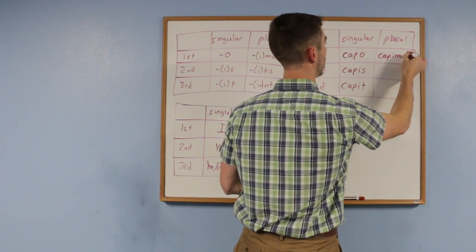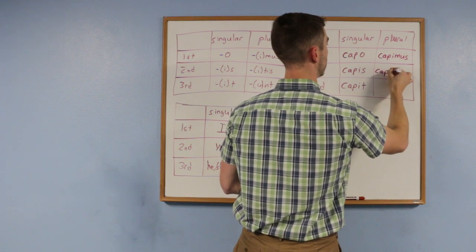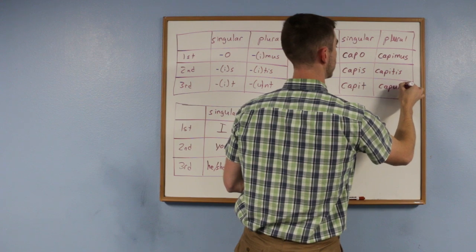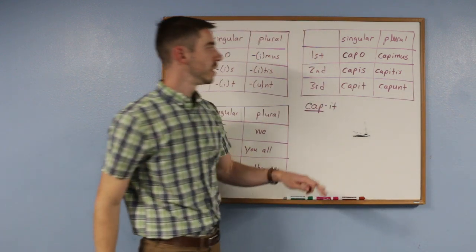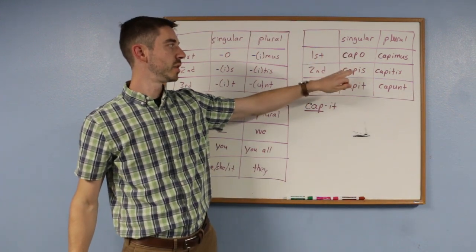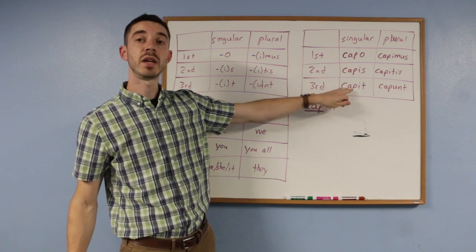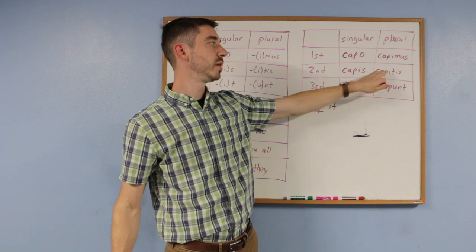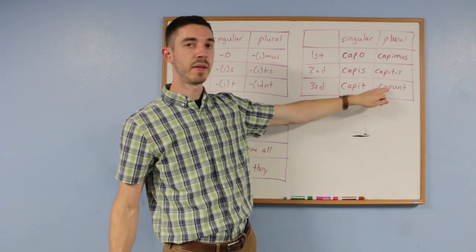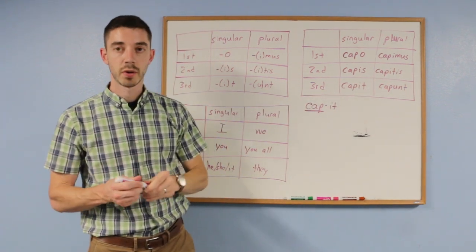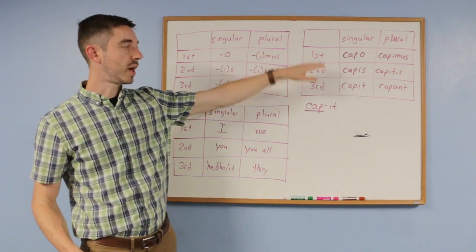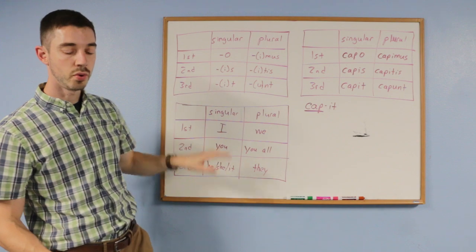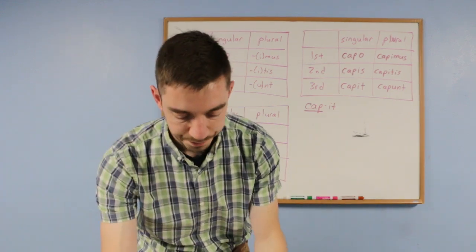We have capimus, capitis, and capiunt. So this means I catch, you catch, he, she, or it catches, we catch, you all catch, and they catch. Okay, so that is how you conjugate the verbs and put the different endings on and discover who is doing the action.